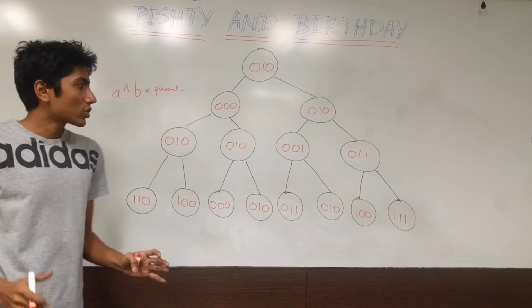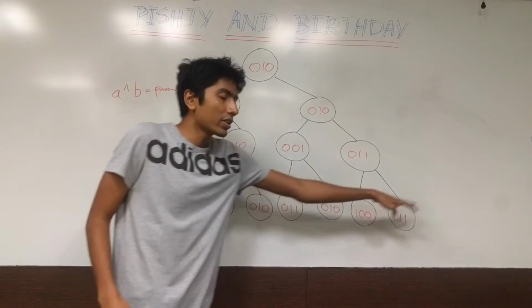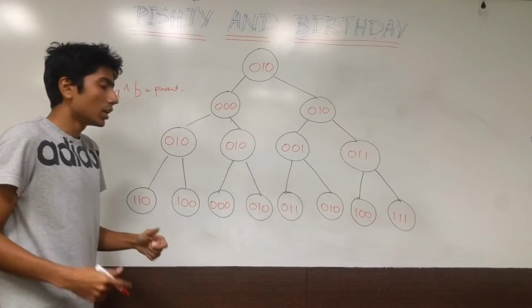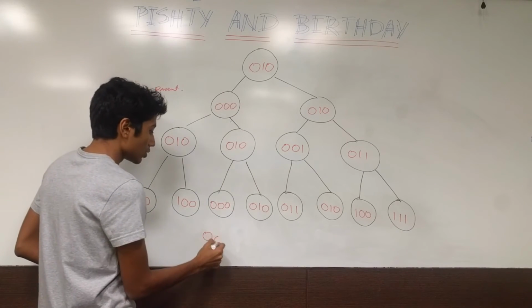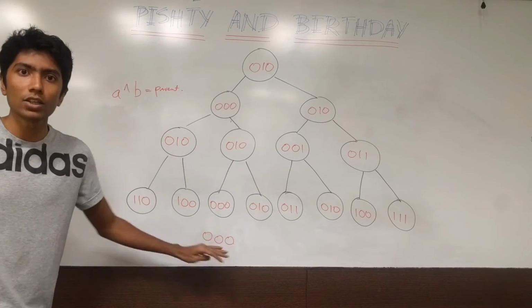In case you have any extra elements in the segment tree because you're making a complete binary tree, the null element here is 0, 0, 0 because that has no effect in the XOR value.